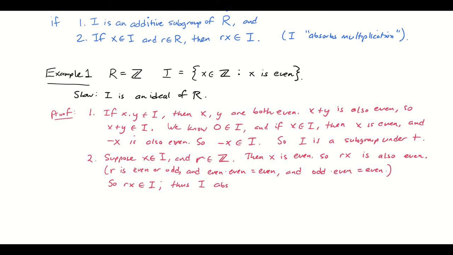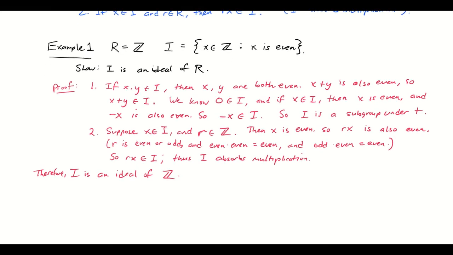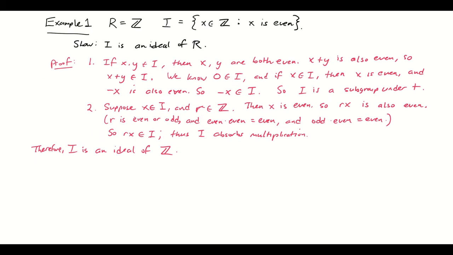and thus I absorbs multiplication. Great. And by these two properties combined, I can say therefore I is an ideal of the integers. It's far from the only one. There are others we could come up with. We'll see a much broader and quicker method for coming up with a lot of ideals of a ring pretty soon. All right, so that's one example. Here's another one.